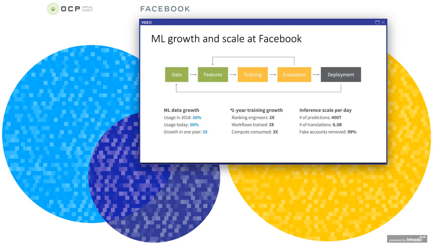Let us now talk about machine learning growth and scale at Facebook. On this slide, you are seeing a typical pipeline used by machine and deep learning models. We start with data, extract some features, construct and train a deep learning model. We perform evaluation, perhaps improve the model and the features, and eventually deploy the model.